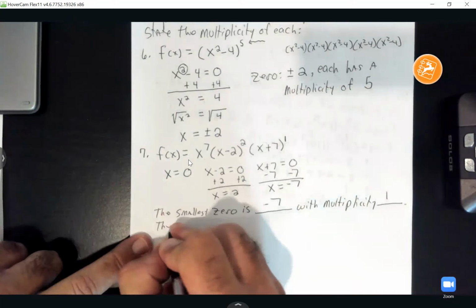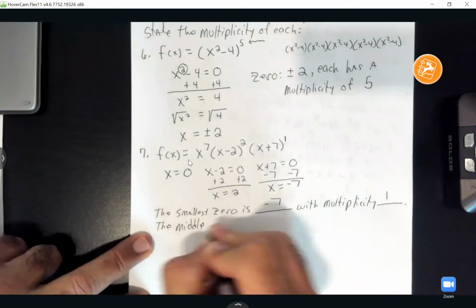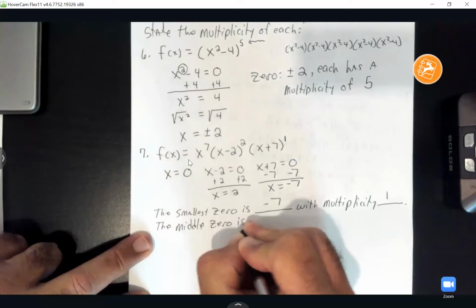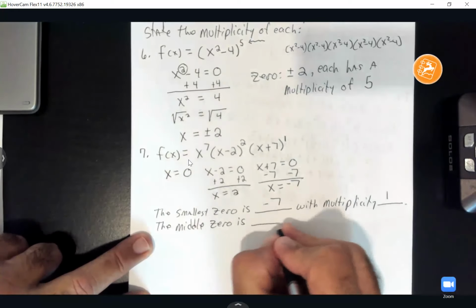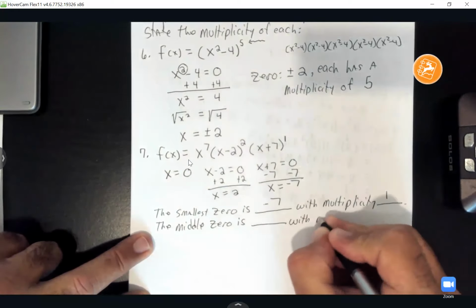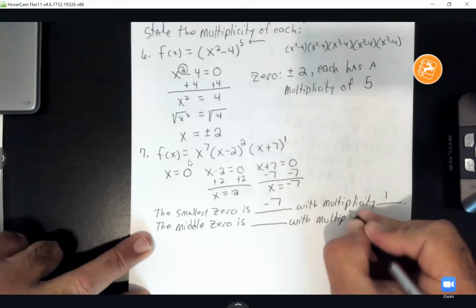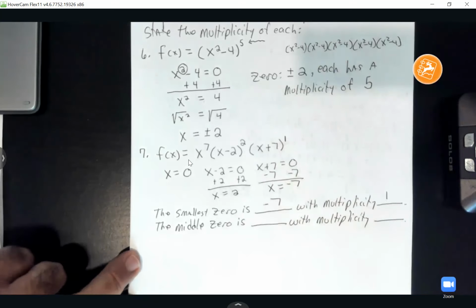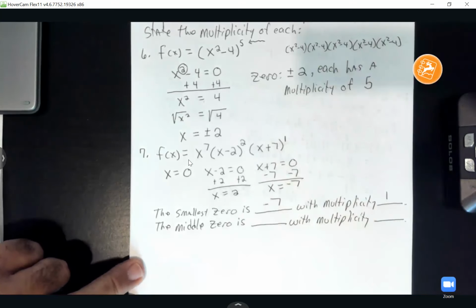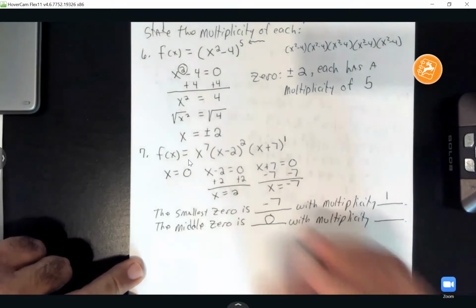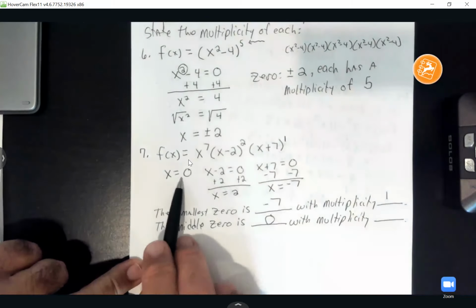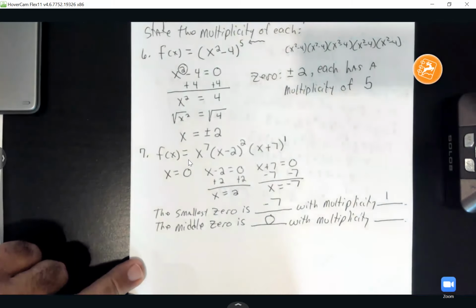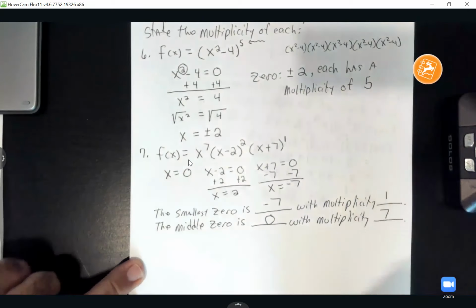The middle zero is blank with multiplicity blank. So y'all, what is my middle zero? 0. Okay. So the zero of 0, what is its multiplicity? 7. So definitely a 7.